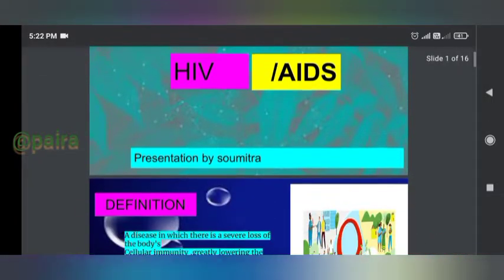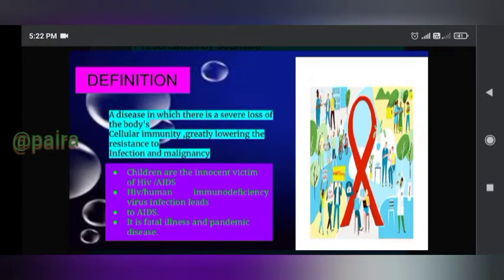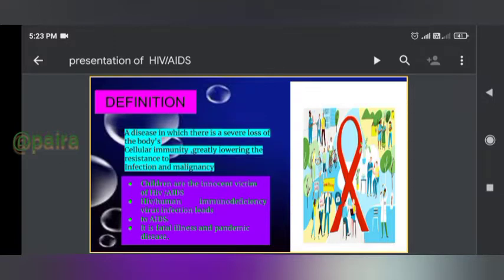Now let's talk about the definition of HIV or AIDS. A disease in which there is a severe loss of the body's cellular immunity, greatly lowering the resistance to infection and malignancy. After being attacked with AIDS, the body's cellular immunity will be lower, and the resistance to infection and malignancy will be decreased. Because of AIDS, the child's cellular immunity, cellular growth and resistance towards any kinds of infections or malignancy are lowered.